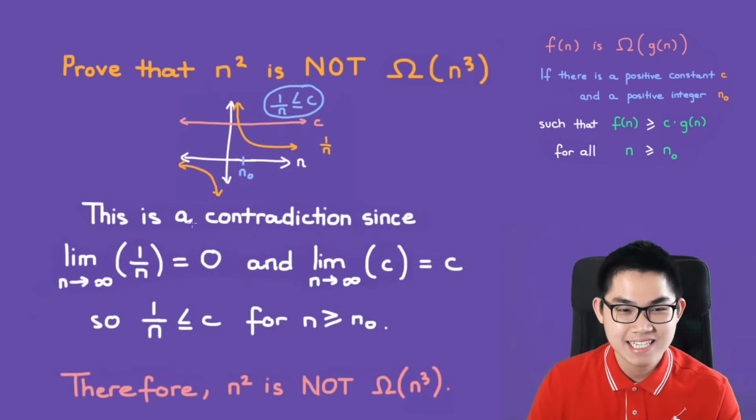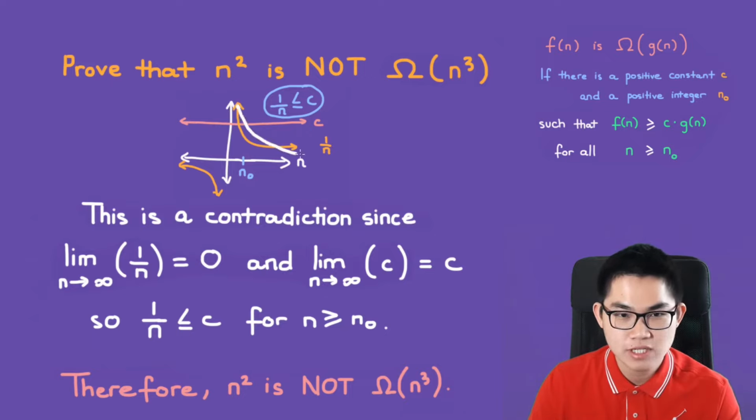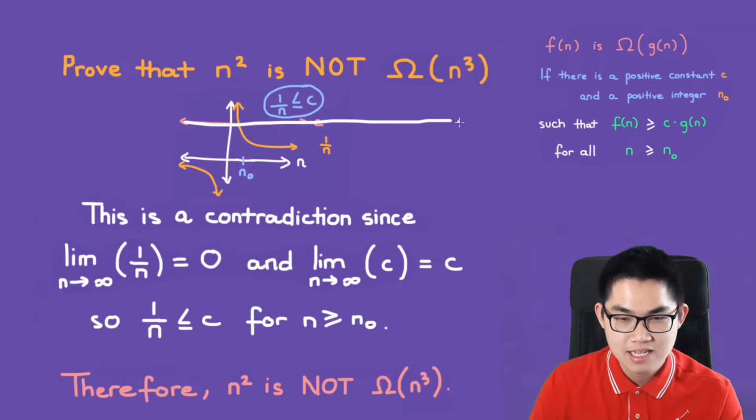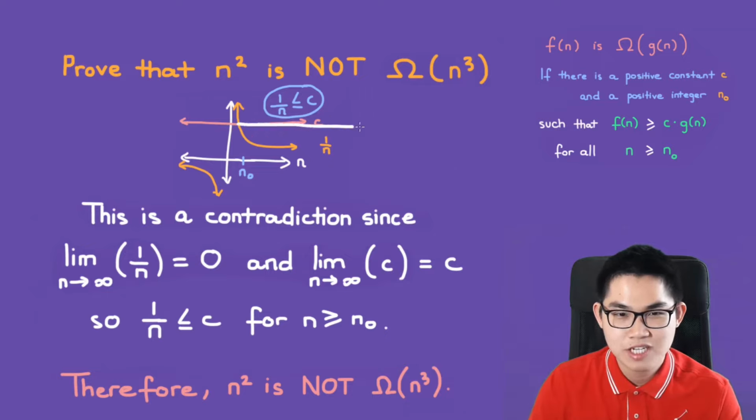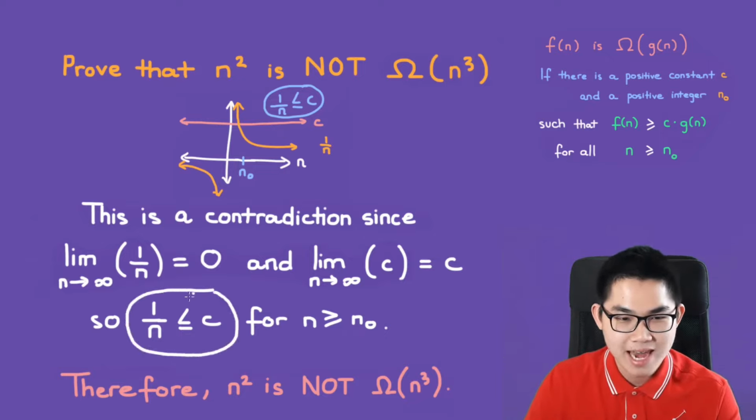We're going to write this is a contradiction since the limit as n approaches infinity of 1 over n is 0. Basically, we're just saying that this function is approaching 0, or it's approaching the horizontal axis as n approaches infinity. And the limit as n approaches infinity of c, right? So this is the line of c. As n approaches infinity, it would just continue to be c. It's not going to change. Because of that, 1 over n is less than or equal to c, for n greater than or equal to n naught. So this is the way to say it, and therefore, n squared is not omega of n to the power of 3.